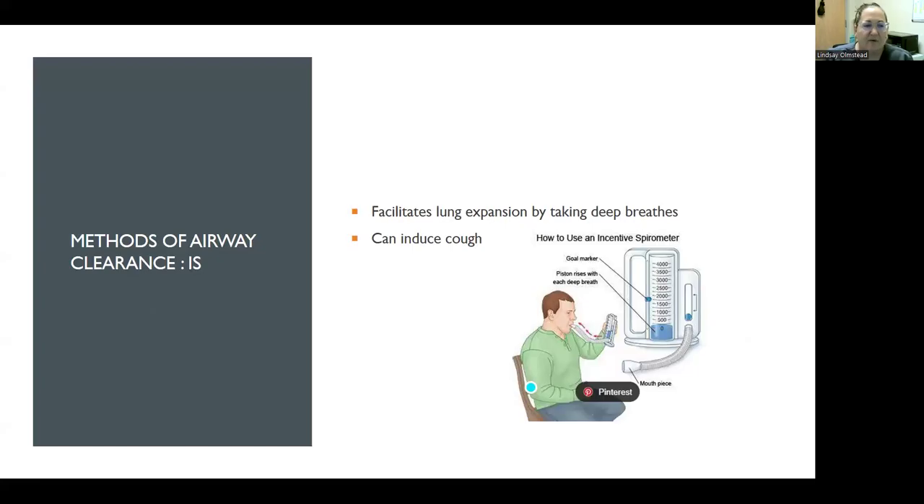According to the American Academy of Respiratory Care, it's not really recommended for routine prophylactic use in postoperative patients. Early mobility and ambulation is still one of the top recommendations to promote airway clearance. So those are the methods of airway clearance that we use the most here.